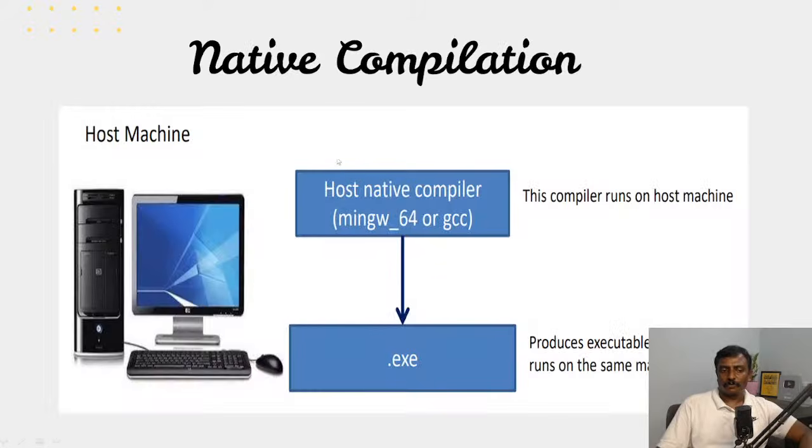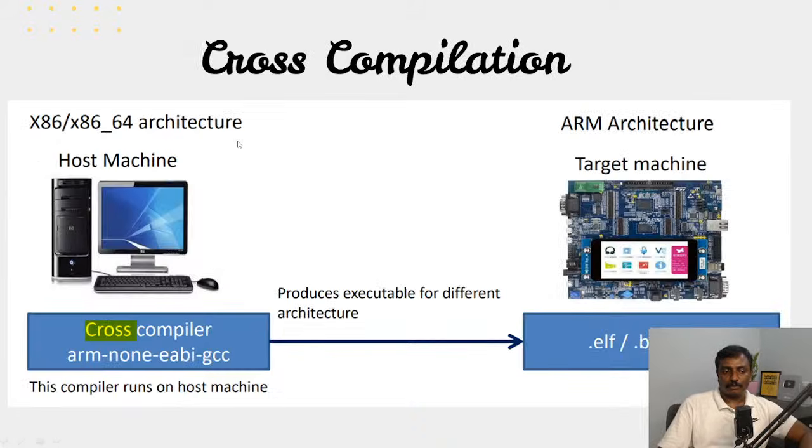Okay, so coming to native compilation: you write the program and you deploy it on the same kind of machine, that is called native compilation. You write a program on the host machine and you deploy it on the ARM architecture on the target, then it is called cross compilation.